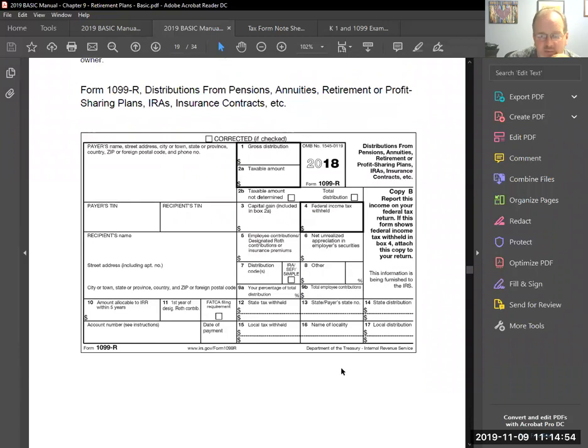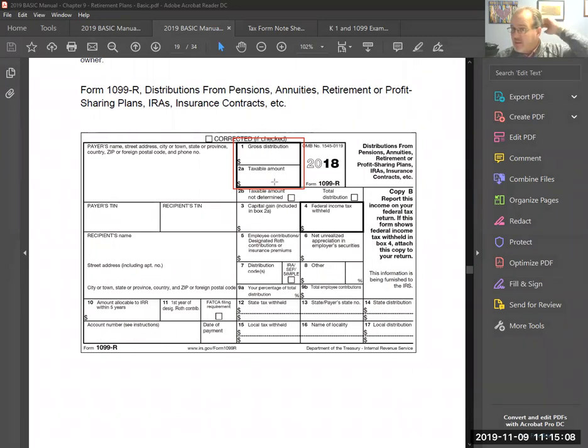Sometimes we'll have... Okay. Up here, we typically have our boxes filled in, so that we have our gross distribution and taxable amount. Again, sometimes those numbers do not match because there may have been some of the money in there that was already taxed. We'll see that sometimes with annuities.